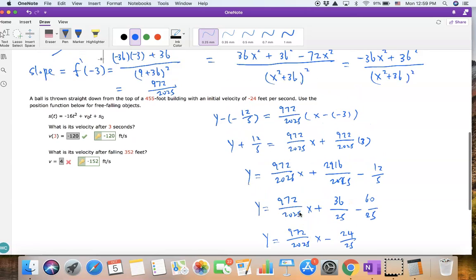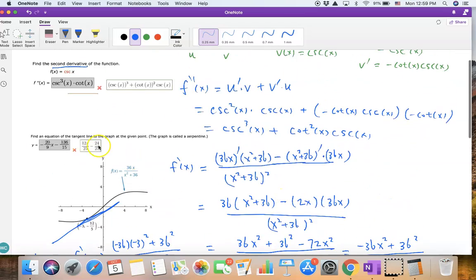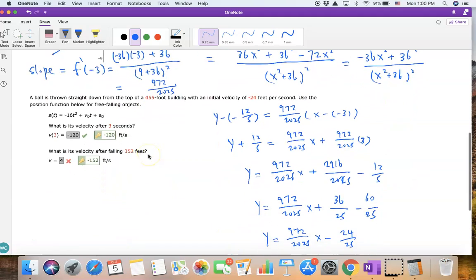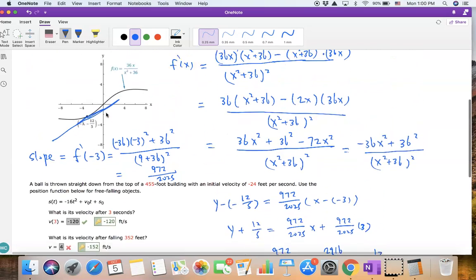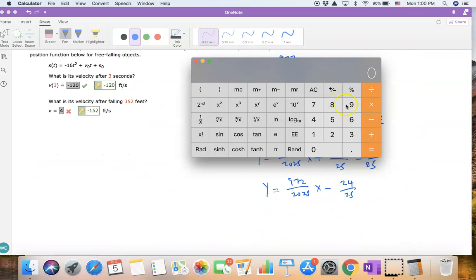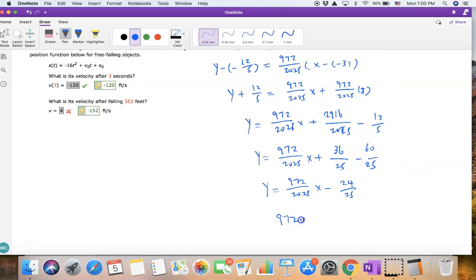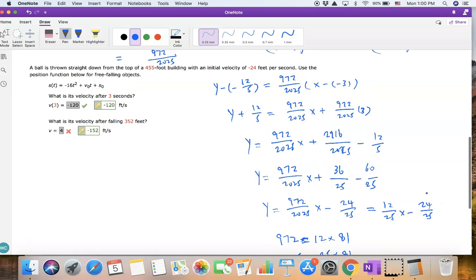You can leave your answer in this way, and also you can simplify. 972 we can write as 12 times 81, and 2025 we can write as 25 times 81. If we cancel this, it will be y equals 12 over 25 x minus 24 over 25.